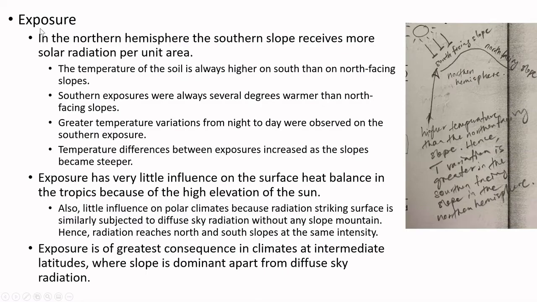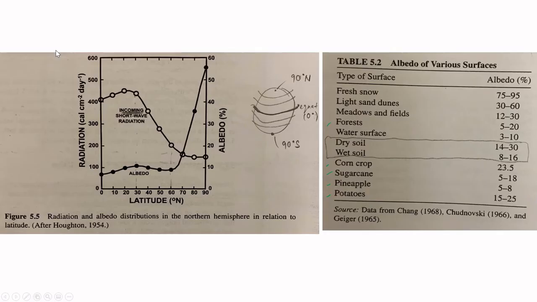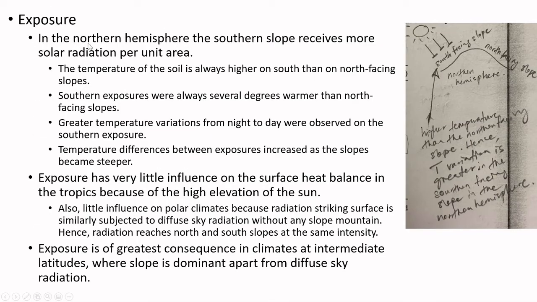Okay, so there is another physical factor affecting solar radiation. This is called exposure. In the northern hemisphere, meaning 0 to 90 degrees north, there is a south facing slope, which is the slope of the mountain facing the sun, and a north facing slope. South facing slopes face the sun. North facing slopes do not face the sun.